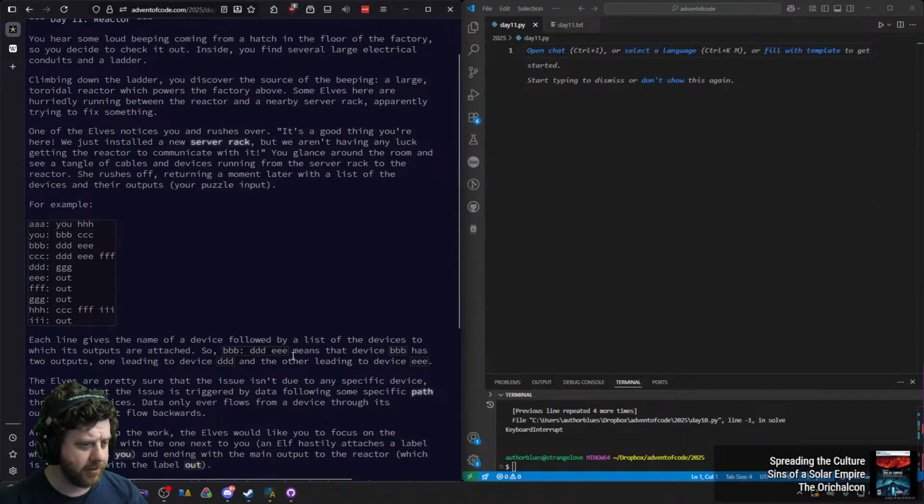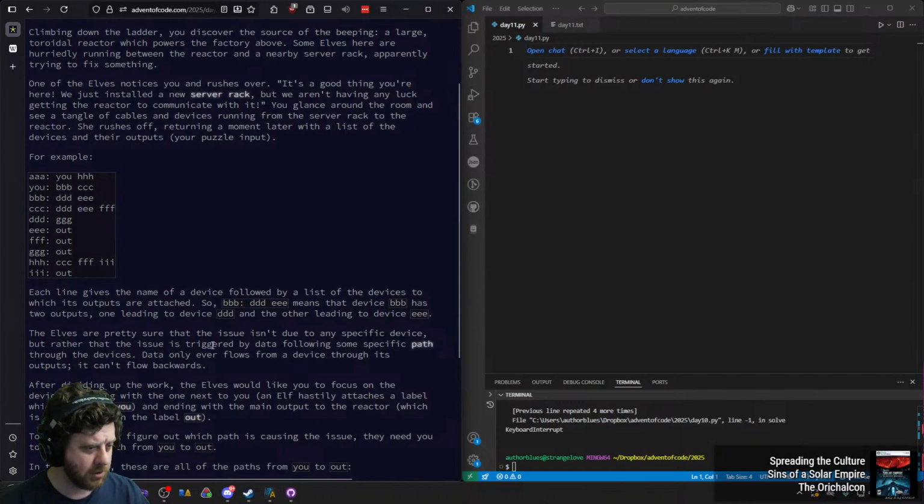Each line gives the name of a device, followed by a list of devices to which its outputs are attached. So this means that device BBB has 2 outputs. The elves are pretty sure the issue isn't due to any specific device, but rather the issue is triggered by data flowing through some specific path through the devices. Data only ever flows from a device through its outputs. It can't flow backwards. So it's a directed graph.